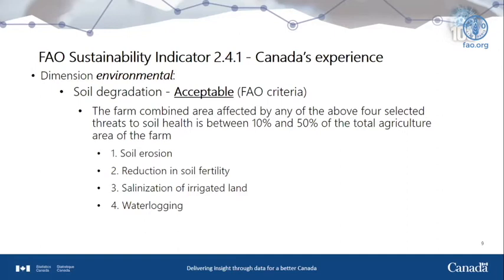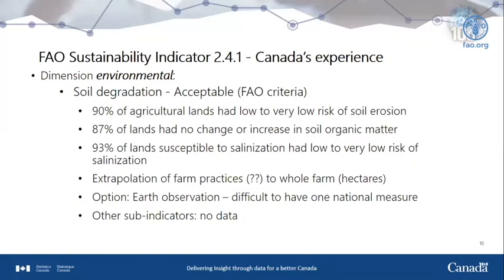Here I'm going to give you an example, and I'm going faster, just checking the time. For soil degradation, based on the FAO criteria, we assessed that it was acceptable. It's the combined area affected by any of the above four selected threats to soil health. You can go to the next slide, so I don't need to read. We had an assessment of the area under possible soil degradation, and we were able to assess that 90% of land was very low risk. 87%, for example, had no change or an increase in soil organic matter. And salinization affects a very limited area of Canada that's susceptible to salinization.